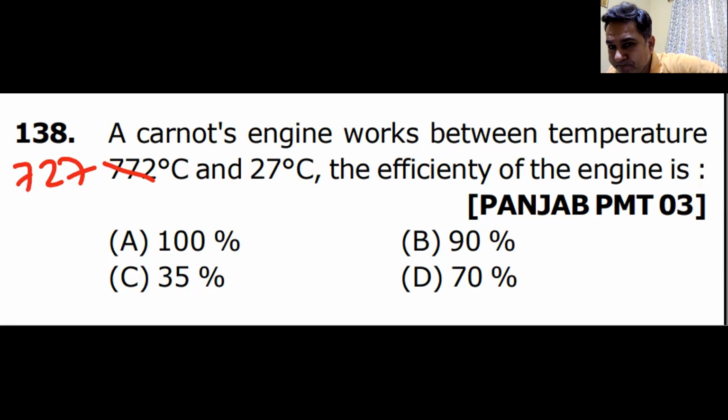Okay. 772 की जगह make it 727. What is the answer for this one? So it will be 1 minus T2 by T1. T2 here is 300. T1 here is, I think, 1000. 1 minus 3 by 10. That will be 7 by 10 into 100%. The efficiency will be 70%. Yes or no?